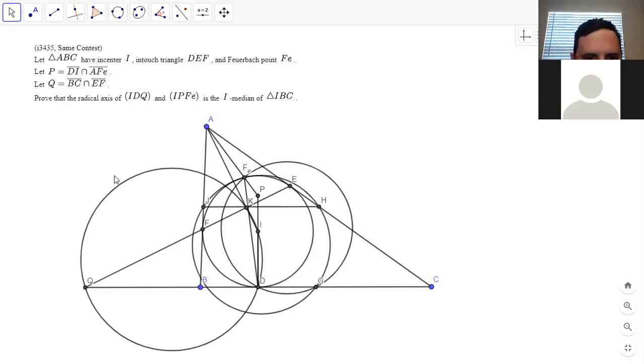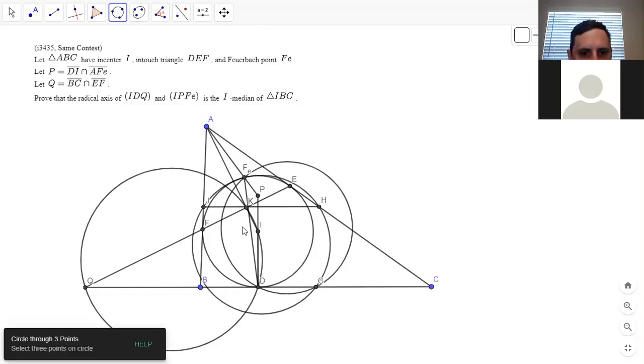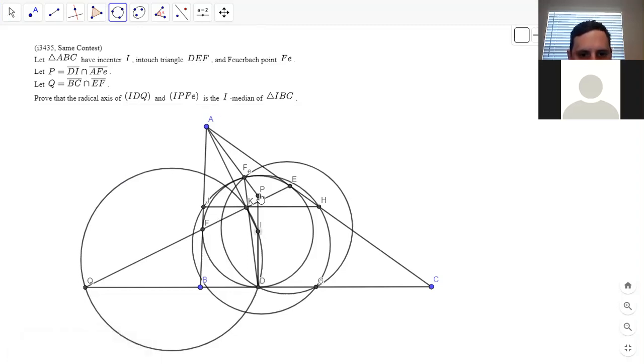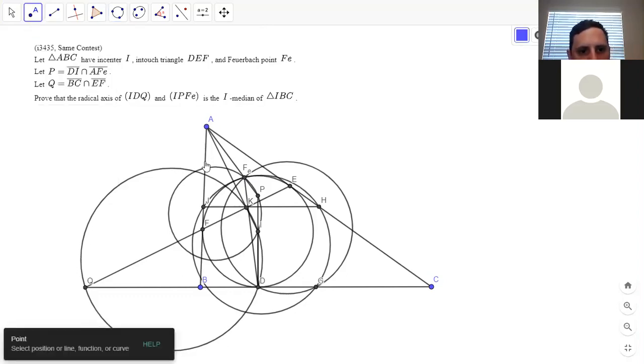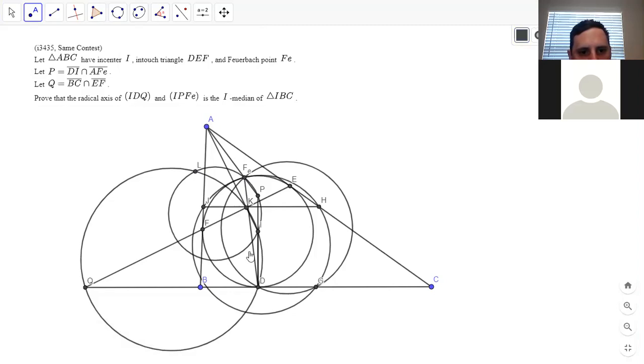All right, so IDQ is this circle. Oh, I forgot to draw IPFE. Is that circle. All right. Okay, so this circle is the 9-point circle of BIC.